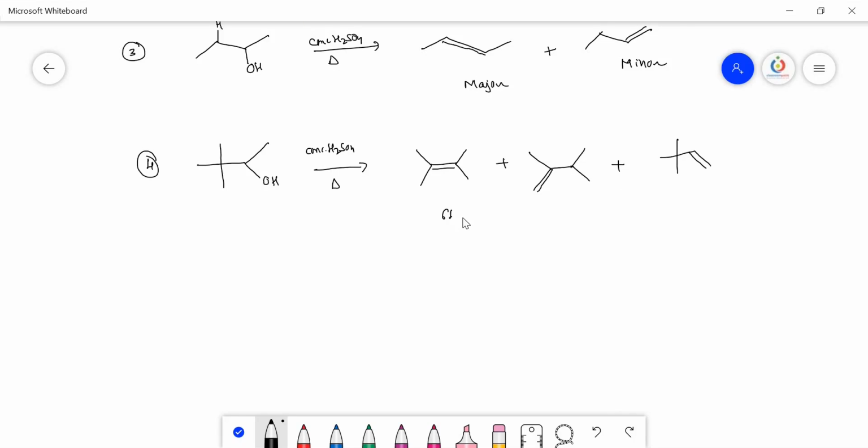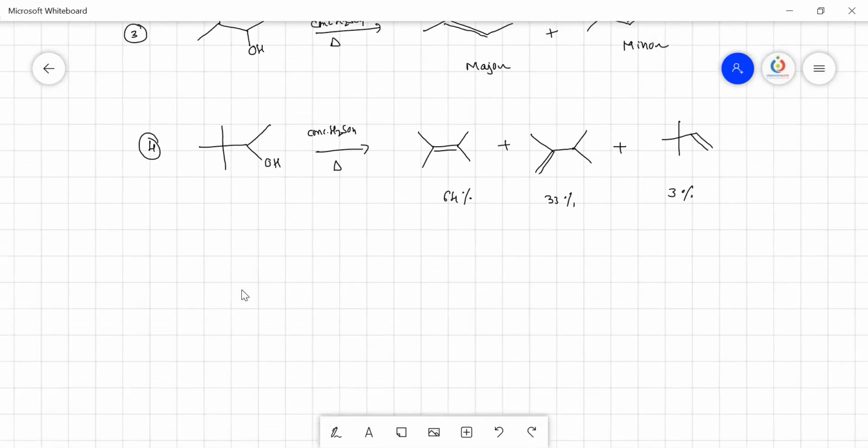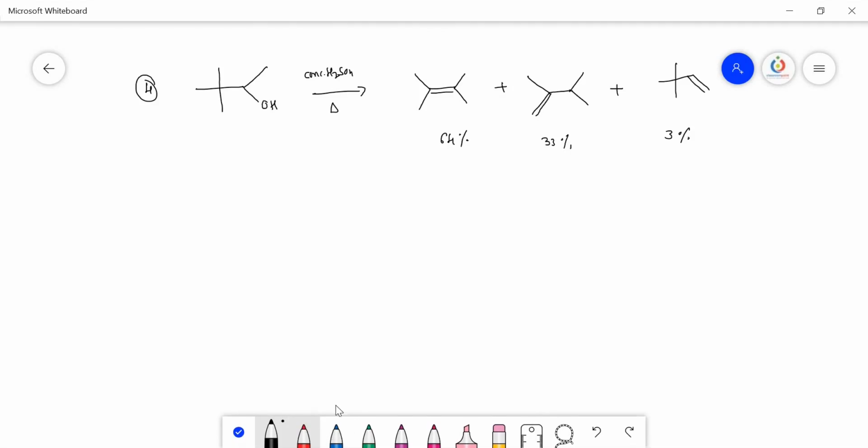So in this, 64 percent of this category, 33 percent of this category, and 3 percent of this category. People generally get confused about these three products. This product they don't expect, though it is a considerable percentage. They expect either the rearranged product or this product. This product is also formed. So we shall see the mechanism only for this reaction so that you can understand.